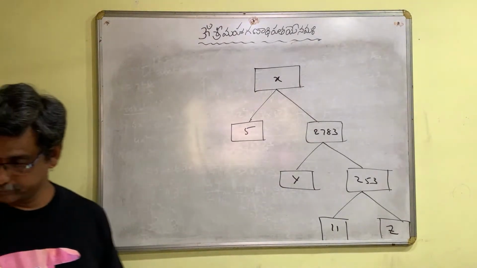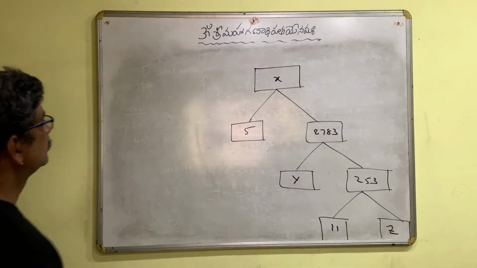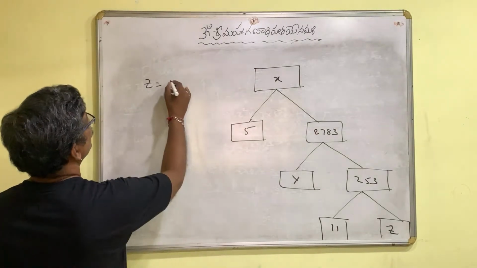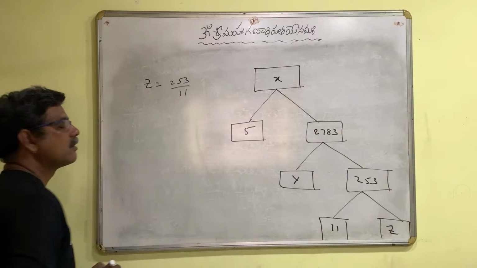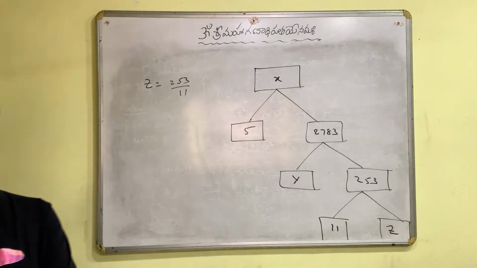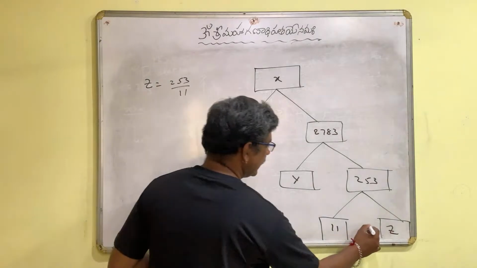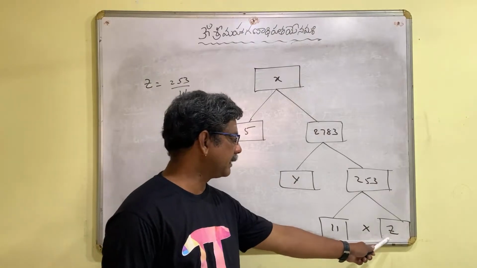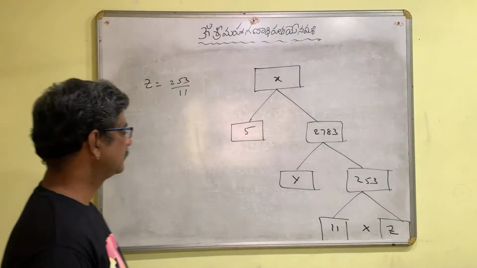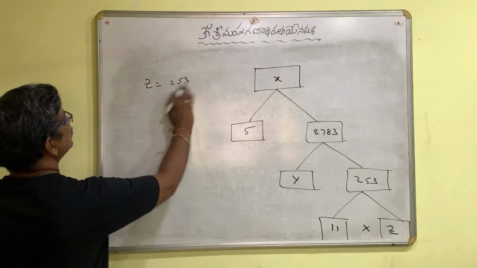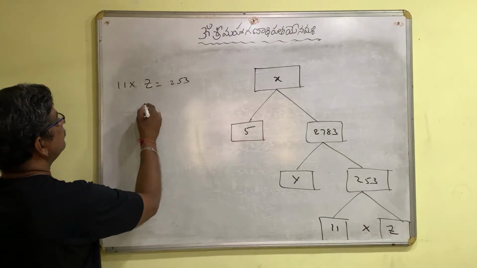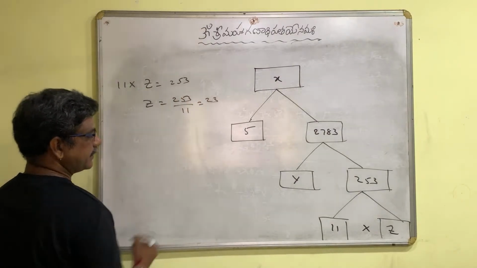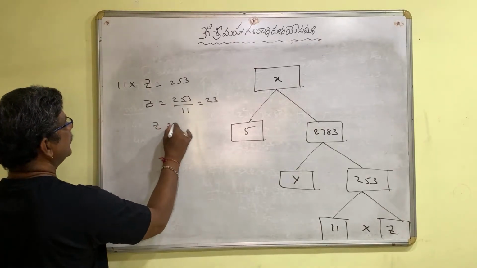Z value. So how can we get the Z value? Z is equal to 253 by 11, because 11 multiplied by Z is 253. Then Z is equal to 253 by 11, which is 23. Z value is 23.